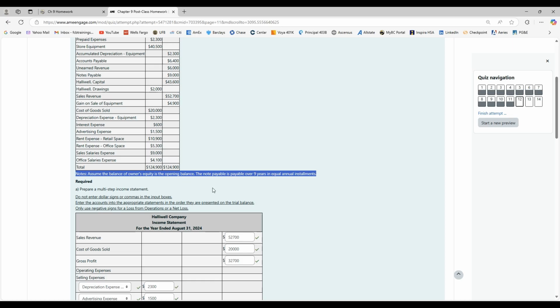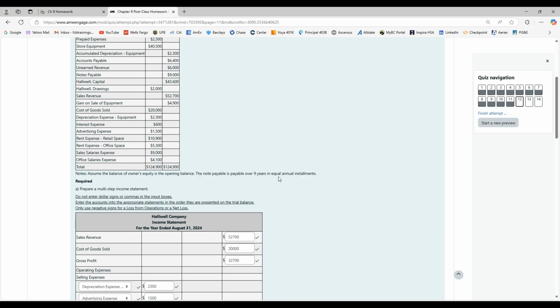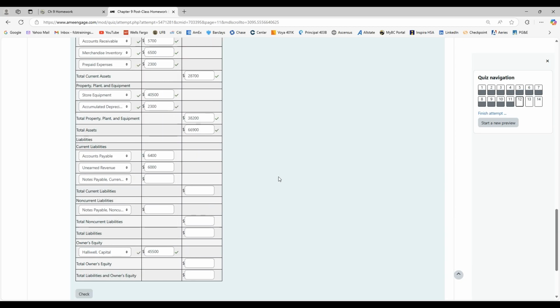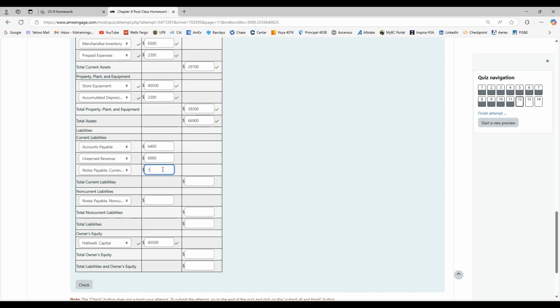And it says the note payable is payable over 9 years in equal annual installments. So if we just do it 9 years, it's $9,000. So we're going to pay $1,000 a year. So the amount we're going to pay next year then is $1,000, and then the rest of it is $8,000 to bring us to our total there.